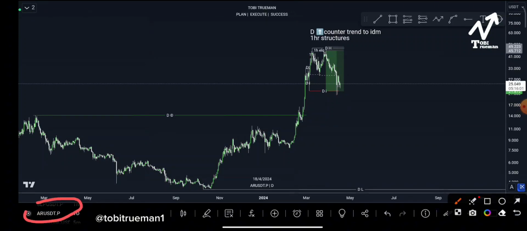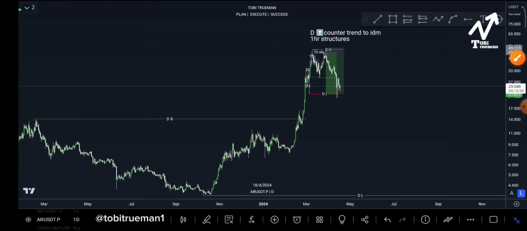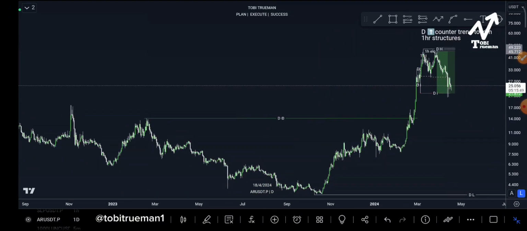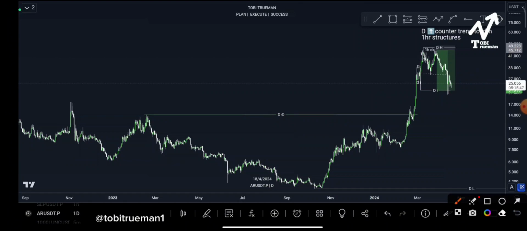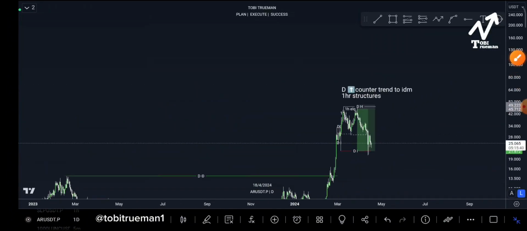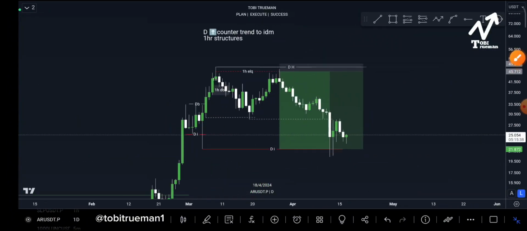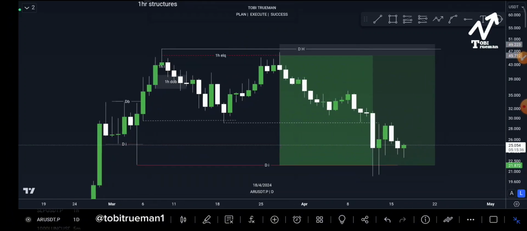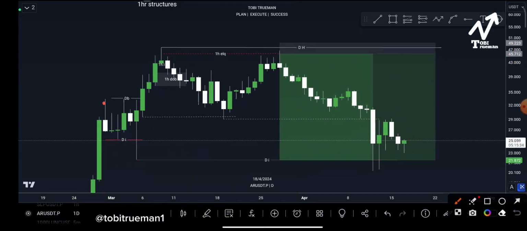crypto known as ARO USDT.P. The market saw that this type of crypto, after price took out inducement, there was a break of structure there. After that, price caused another thing called change of character. After that change of character, there was a valid pullback here. Let me zoom it in. You see this point, there was a valid pullback.